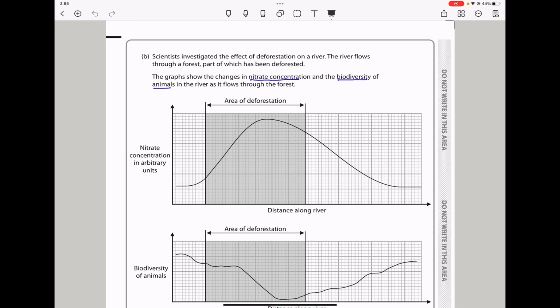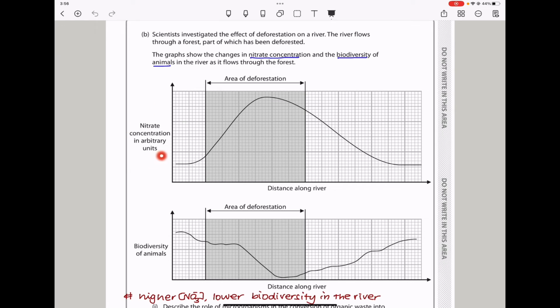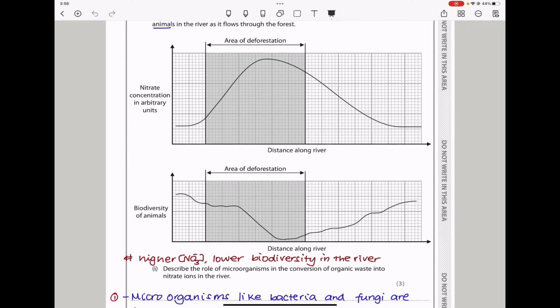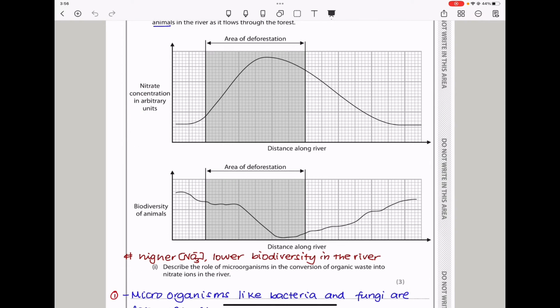Moving on. In part B, scientists investigated the effect of deforestation on a river. The river flows through a forest, part of which has been deforested. They say the graphs show the changes in nitrate concentration and the biodiversity of animals in the river as it flows through the forest. On the vertical axis, we have nitrate concentration in arbitrary units, and on the horizontal axis, we have distance along the river. We see the nitrate concentration increases in the area of deforestation. Also, biodiversity decreases around that area of deforestation.